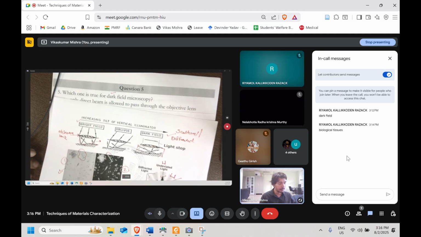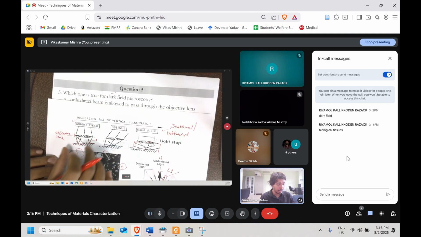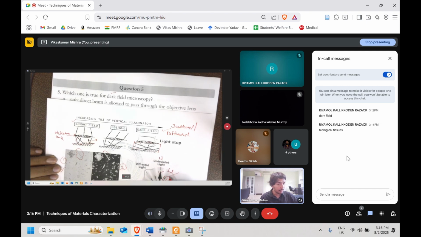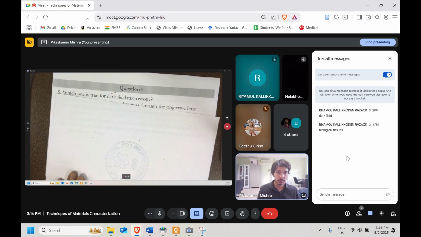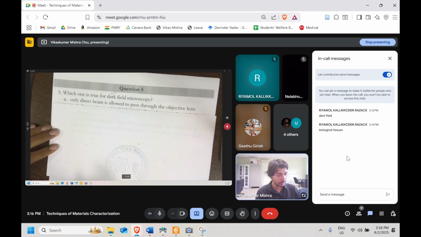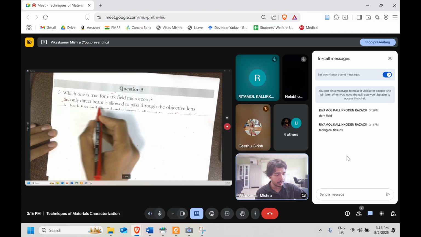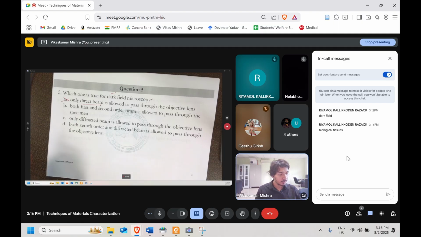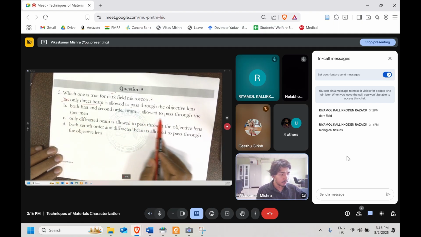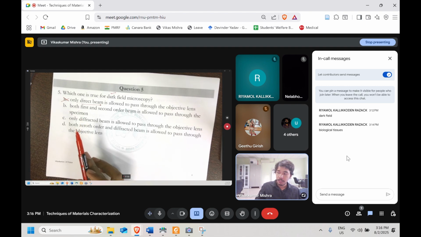In the bright field, we let the direct beam pass. In the dark field, we let the diffracted, or you can say the scattered, beam pass. So here the first option, only the direct beam is allowed to pass through the objective lens. Is it correct? Option A, we know that it's not correct, right? If the direct beam passes, then it's bright field microscopy. Let's go to the second one. Both first and second order beams are allowed to pass through the specimen. What are they telling here?